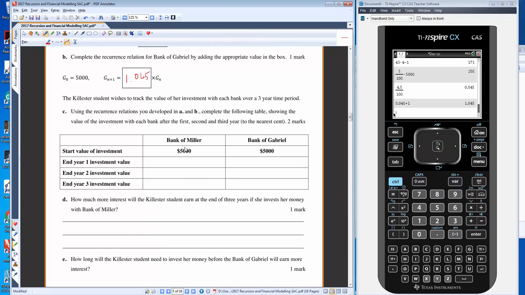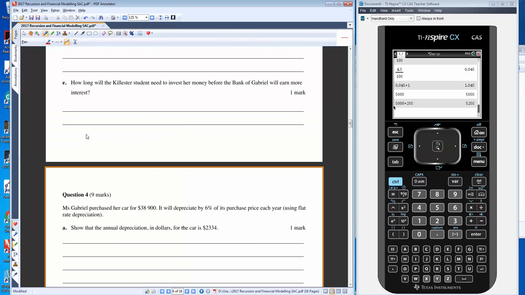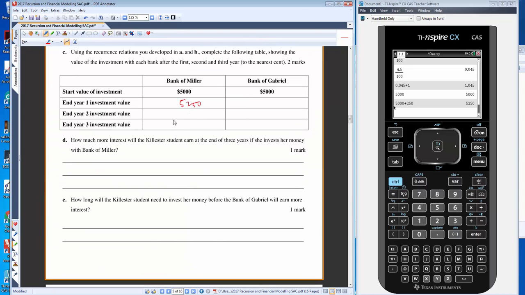Alright, so what you needed to do was then apply the recurrence relations. So for Bank of Miller, we wanted to track the end of first year, second year and third year investment values. So let's stick 5,000 and add 250. So it's 5250. The next one would have been 5,500 and 5,750.